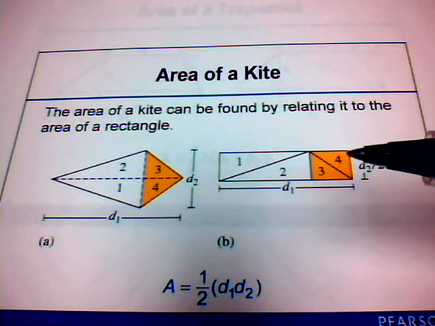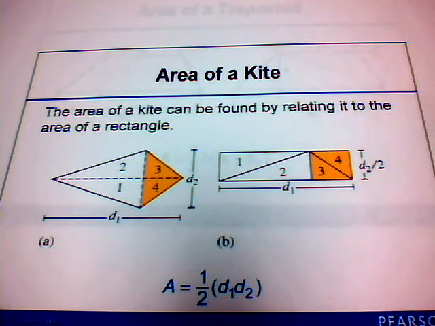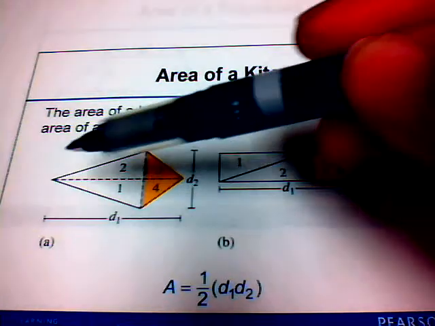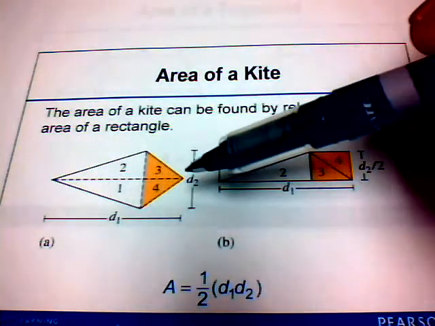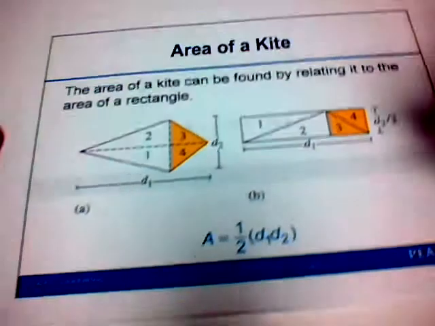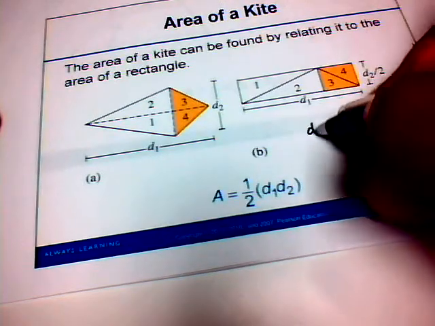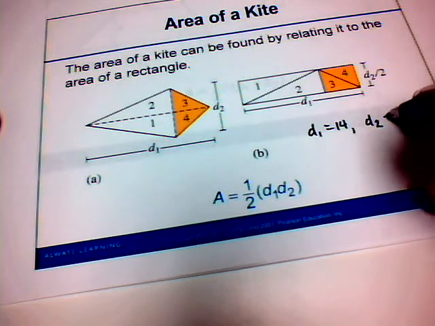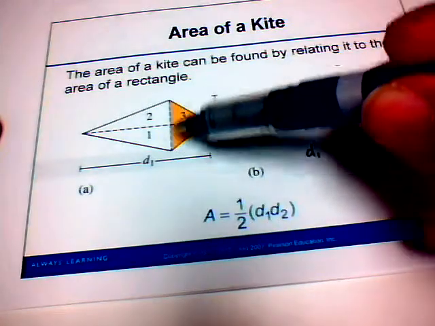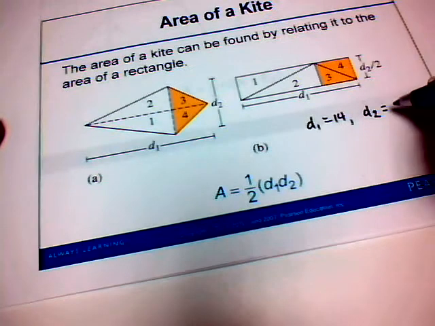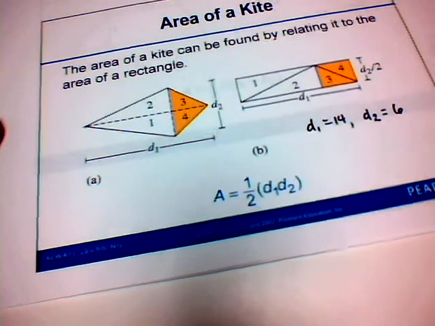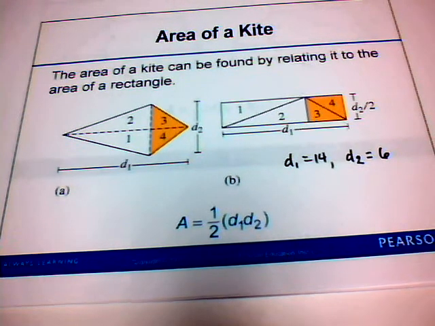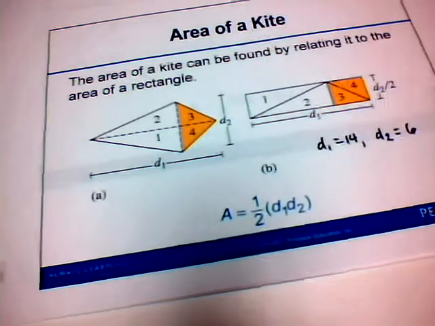So in this case here, let's say that the length of this first diagonal, I'm going to say the length of that first diagonal was 14. So here, D1, that's 14, and D2, that's the length of this diagonal here. Let's say that's, I'm going to say 6. I'm just making up some numbers here. And here I want to find the area of that kite.